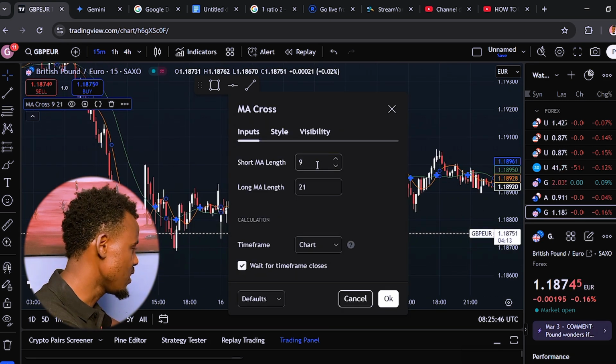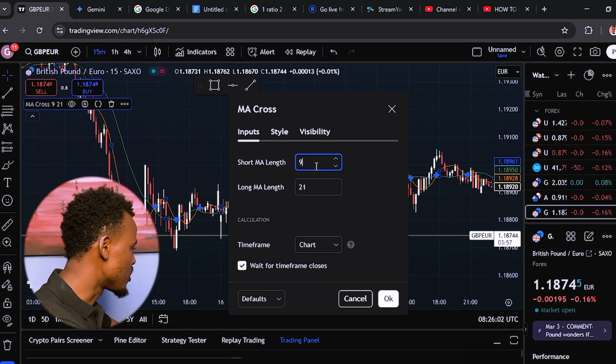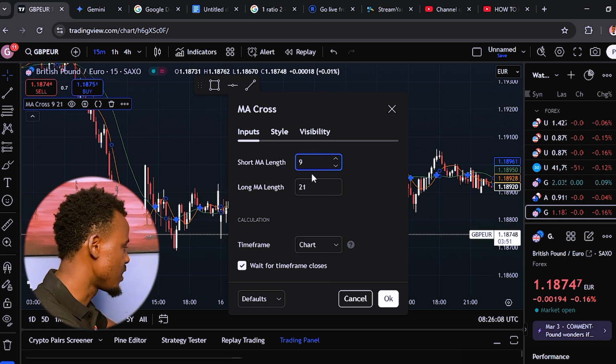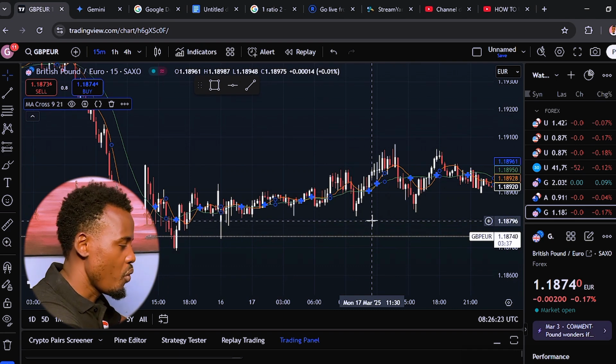If you're a day trader trading from the 15-minute time frame to the 4-hour time frame, all you need is this setup right here. If you are a swing trader, change the short to 50 and change the long to 200. There are rules that guide moving average.